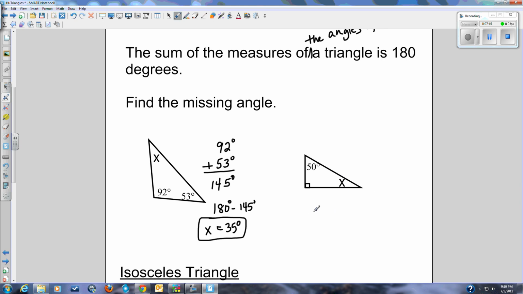In this next picture, we're given a 50-degree angle, and by the notation in this triangle, we know that the second angle is 90 degrees. If we'd like to find the third angle, we could add 50 and 90, so we'd get 140 degrees, and we could subtract 140 from 180. And we end up with 40 degrees for our missing angle.